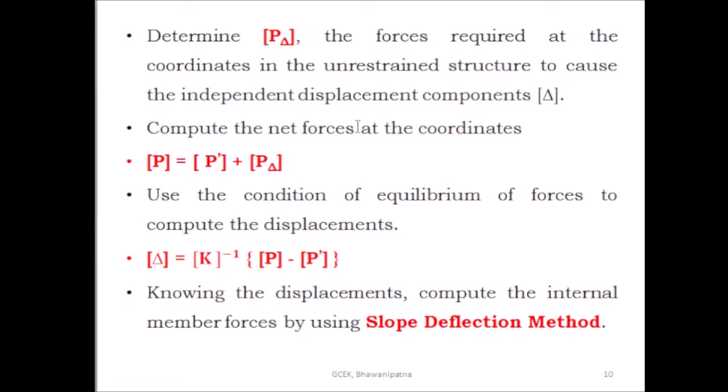Then compute the net forces at the coordinates. So what is that formula? P is equal to P dash plus P delta. Then by using the condition of equilibrium of forces, compute the displacements. So delta is equal to K inverse into P minus P dash. Knowing the displacements, compute the internal member forces by using the slope deflection method. So after getting the unknown displacements, you can compute the internal member forces by using the slope deflection method.